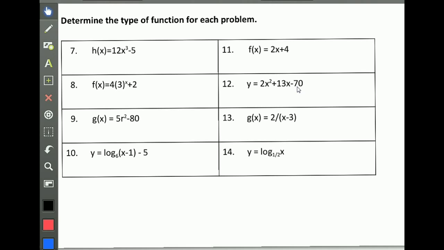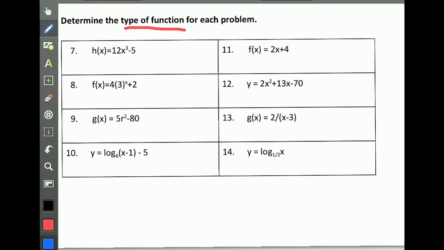So for number 7, I want you to go through these 8 functions and determine what the degree is and determine which type of function it is. And when I say type of function, I mean linear, quadratic, cubic, whatever. Any of those choices that you have from above. Okay? Come back and check your work.